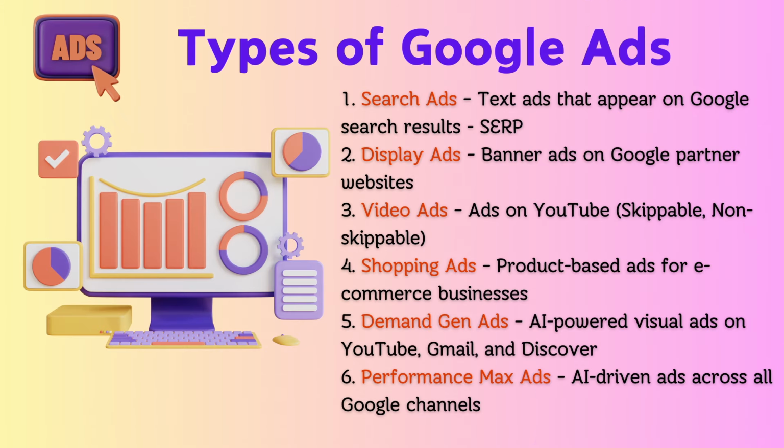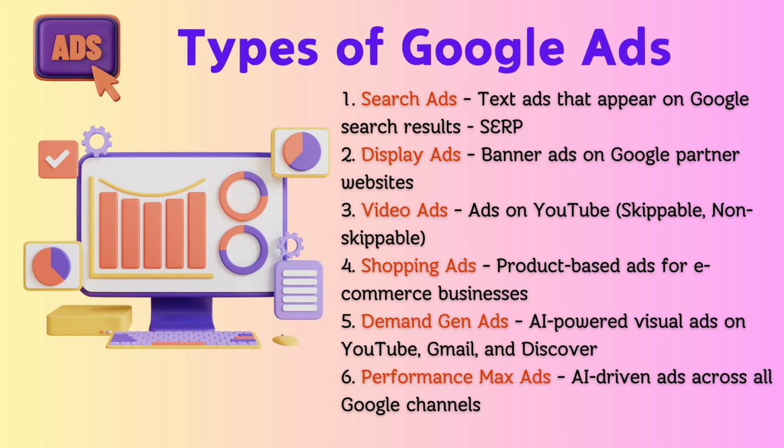So what are the types of Google Ads? Search ads: text ads that appear on the Google search result page are known as search ads. Display ads: banner ads on Google partner websites, the ads we see on a website. Video ads: video ads are done majorly on YouTube. There are five types: skippable, non-skippable, masthead, outstream, and bumper ads.